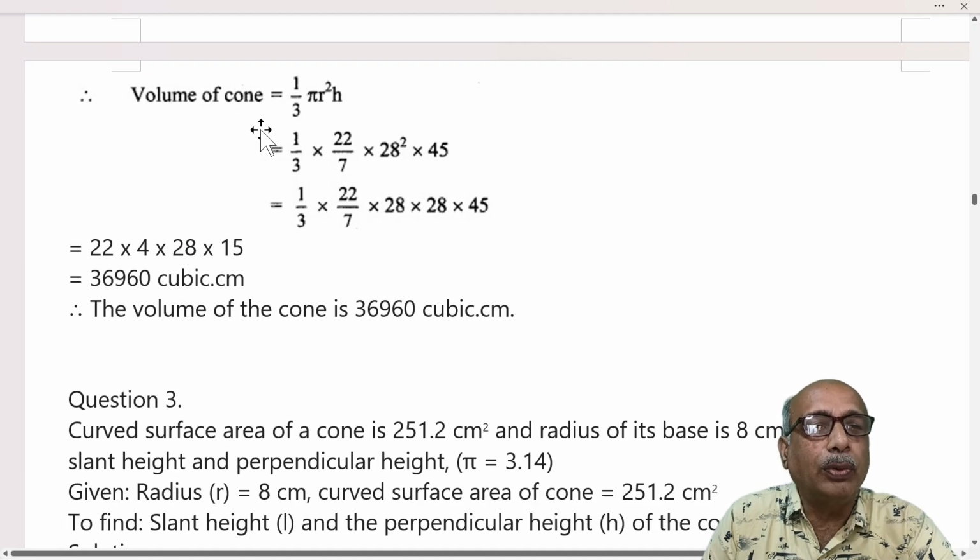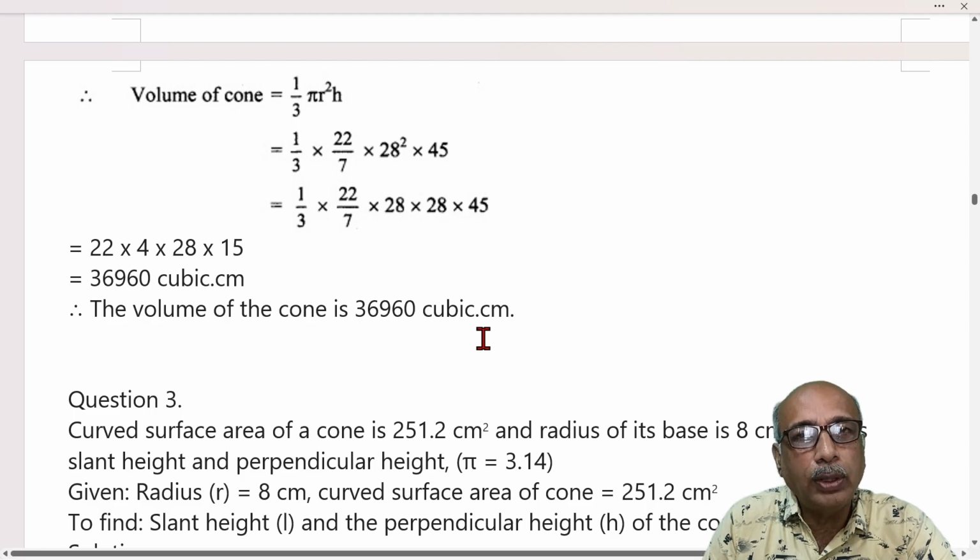Therefore, volume of the cone equals 1 by 3 pi r square h. So 1 by 3, 22 by 7 is the value of pi given, r you have calculated 28 square and h is 45. So substitute these values here and calculate. You will get 36,960 cubic centimeter. The volume of the cone is 36,960 cubic centimeter. Even though the problems are looking lengthy, only very simple calculations and formulas are there.